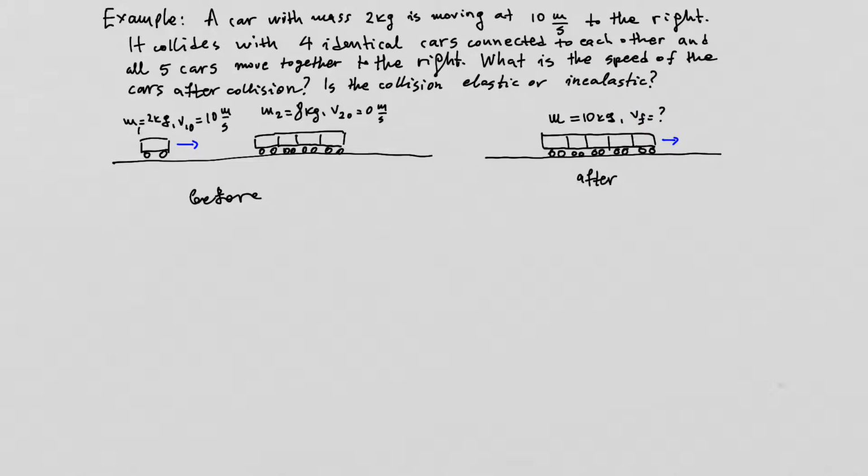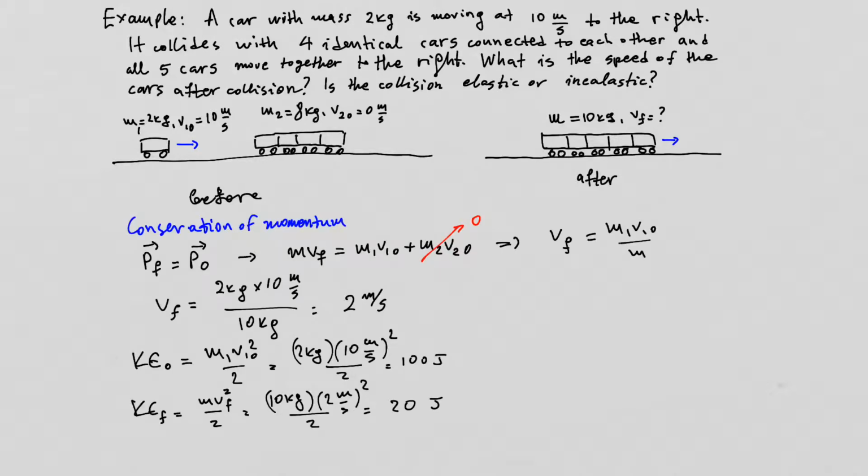To solve this problem, we have to apply the conservation of linear momentum principle. The conservation of linear momentum states that the final momentum of the system must be equal to the initial momentum of the system. The final momentum of the system is calculated as the mass times the final velocity. So that would be the mass of all 5 cars together times the final velocity of the 5 cars, as they're moving as one.